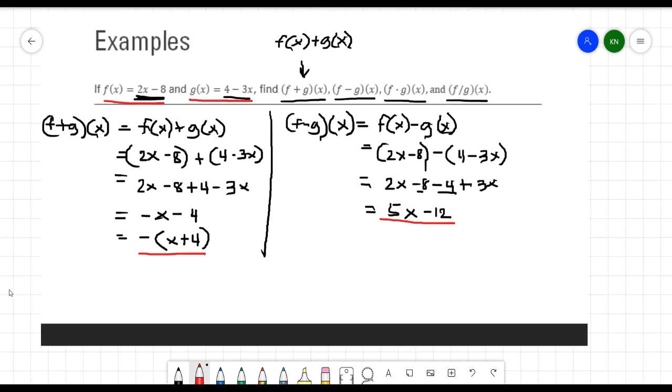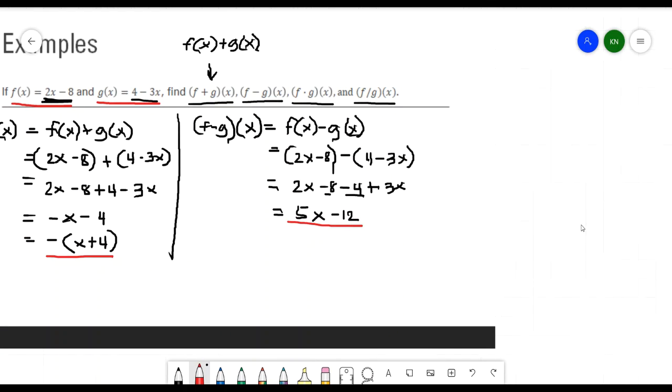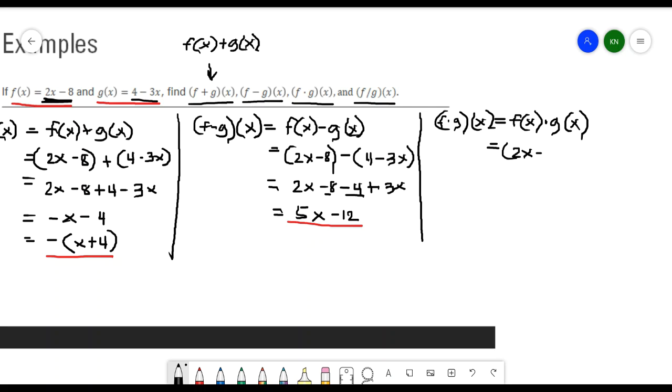Now let's also try to solve our f times g of x. So we have here f times g of x is equivalent to f of x times g of x, wherein again we have 2x minus 8 and we have 4 minus 3x. So we'll just have to multiply this by distributive property. We have 2x times 4, that is equivalent to 8x, and 2x times negative 3x, that is negative 6x, and negative 8 times 4, that is negative 32.